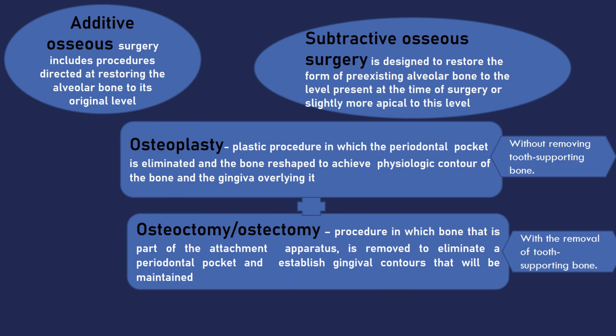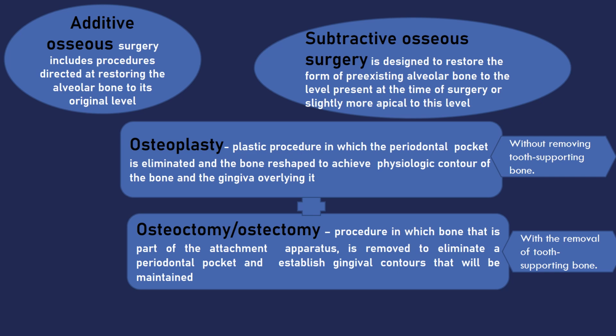As we said before, what is additive osseous surgery and what is subtractive osseous surgery? Additive surgery includes procedures directed at restoring the alveolar bone to its original level. That is the regenerative periodontal surgery, where we place bone grafts. Mainly it is used in three-wall bony defects. So we place bone grafts and membrane to restore the alveolar bone to its original level.